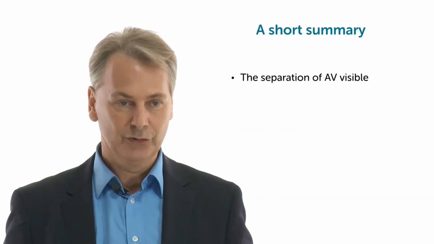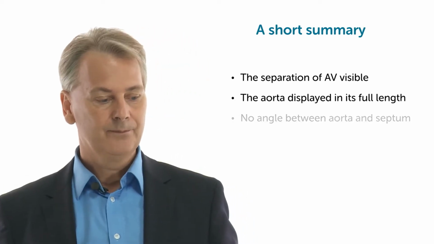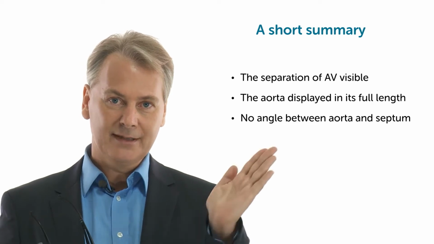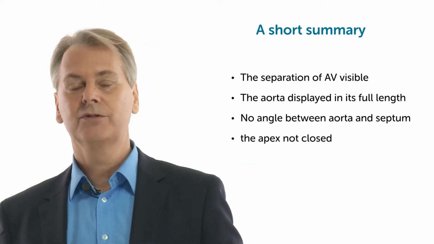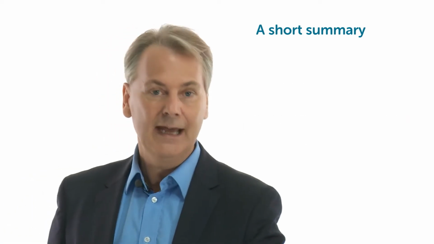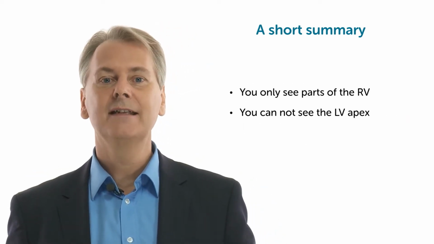But before we go to the simulator, here are the key points that you should remember from this demo. First of all, try to see the separation of the aortic valve cusps. Display the aorta in its full length. Try to avoid an angle between the septum and the aorta. And see that the apex is not closed, neither on the one or the other side. And remember, you can only see parts of the right ventricle, and you will not see the left ventricular apex. Okay, and now let's go to the simulator and see how all this corresponds with anatomy.